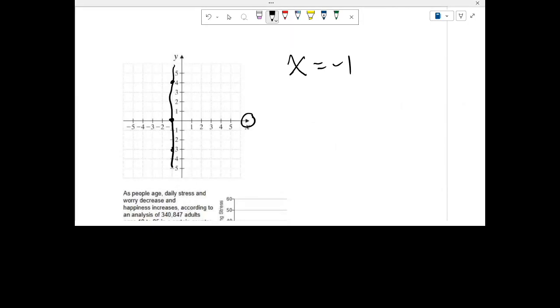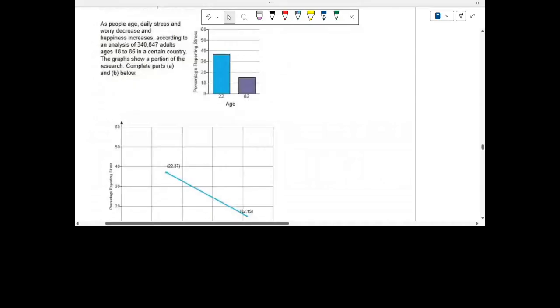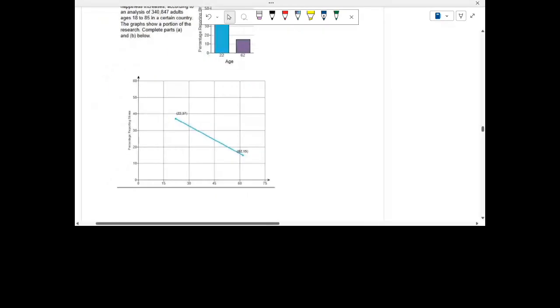All right. Let's scroll down a little further and see what we have. It says as people age, daily stress and worry decrease and happiness increases, according to an analysis of 340,847 adults, 18 to 85 in a certain country. The graph shows a portion of the research. Complete parts A and B below. Okay, so let's take a look.